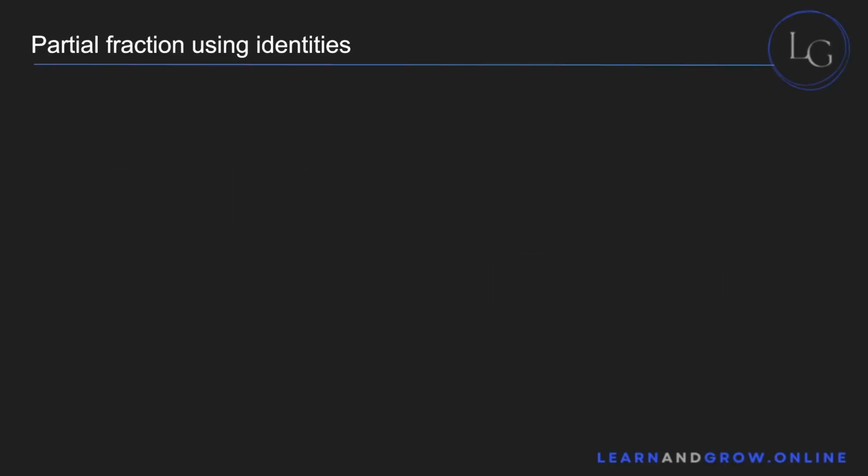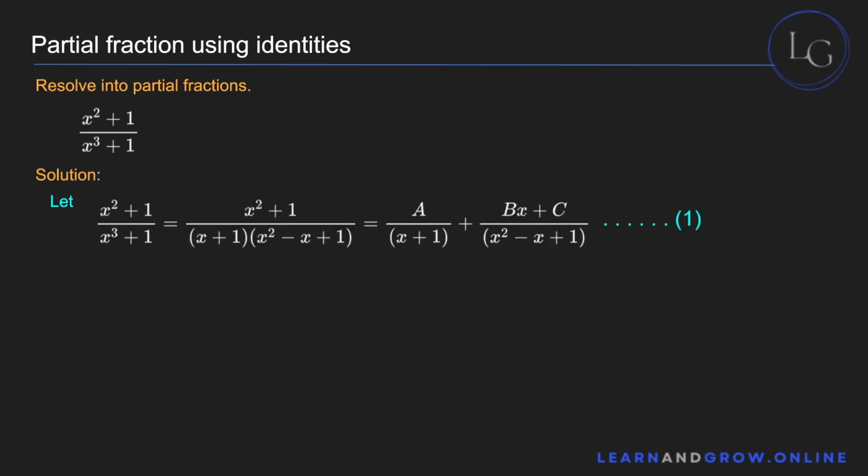Now let's do some partial fraction resolution using identities. So we have this fraction and we have to resolve it into its partial fractions. Now you can see that the variable in the denominator has a power. So x has a power of 3. So we'll use the type 3 resolution method. Now over here you'll actually have to factorize this cubic expression into its quadratic and linear expressions. You can do that by referring to the lectures in chapter 4 where I've explained how to do this.